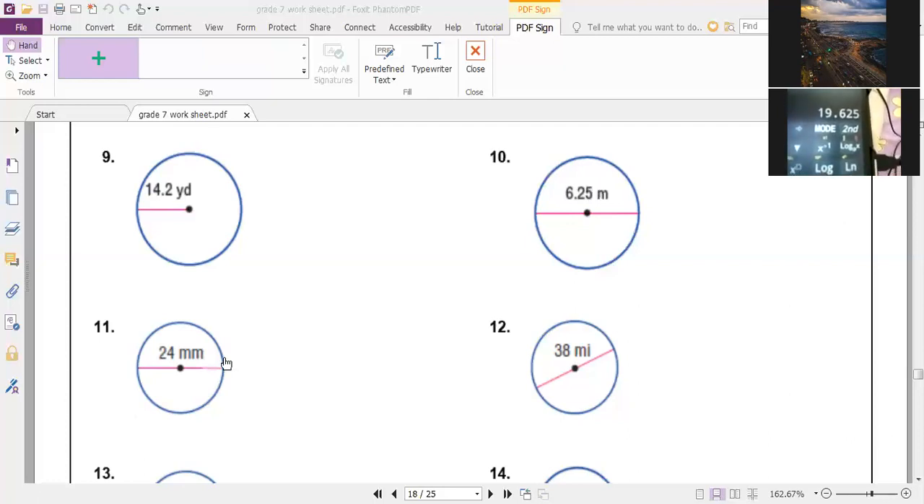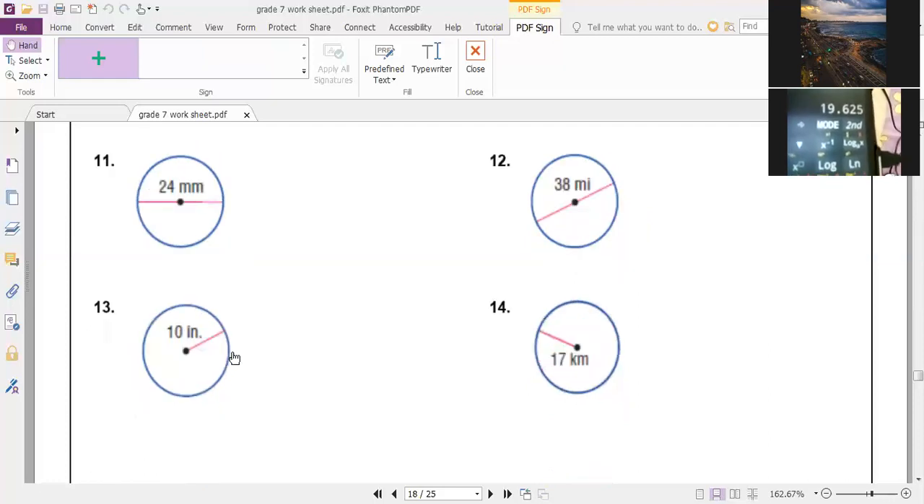Look with me to example number 11. What do we have in example number 11, my friend? I have only the diameter. The diameter here is equal to 24.